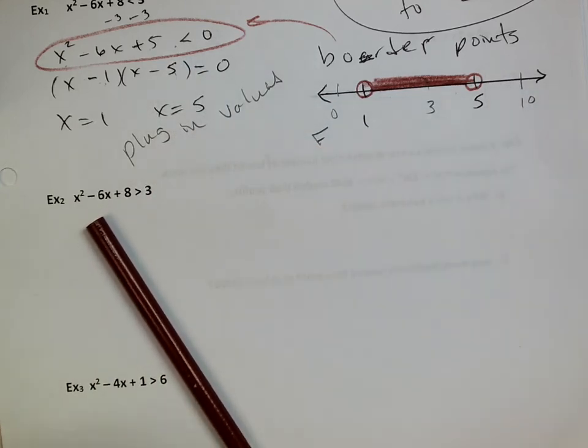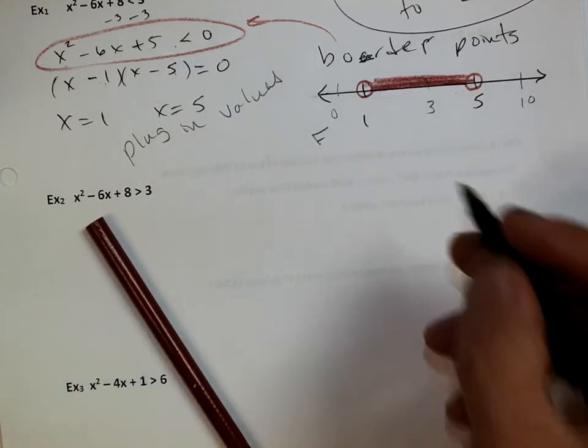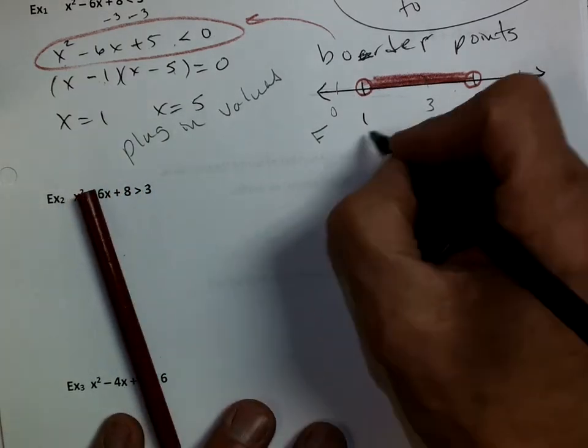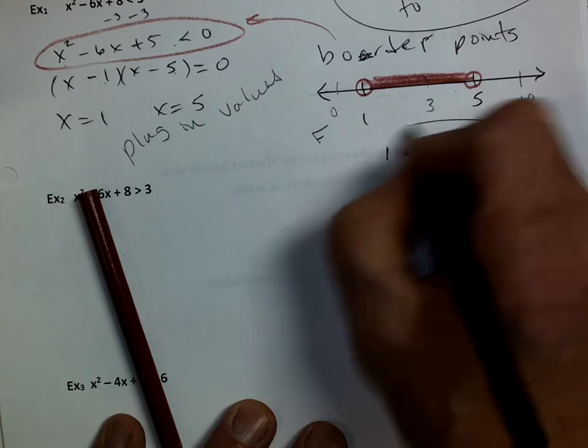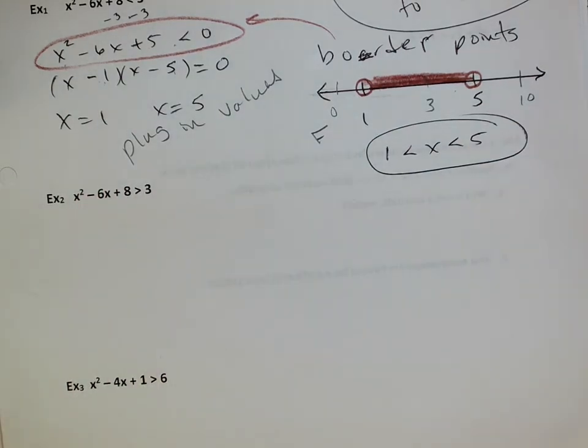So here's my region, and in set notation, I can say that 1 is less than x, which is less than 5, and there's my answer algebraically. So that means any of these numbers in this region, even 3.1, even 1.11, even 4.896, whatever, any number within this will give me a value less than 0.